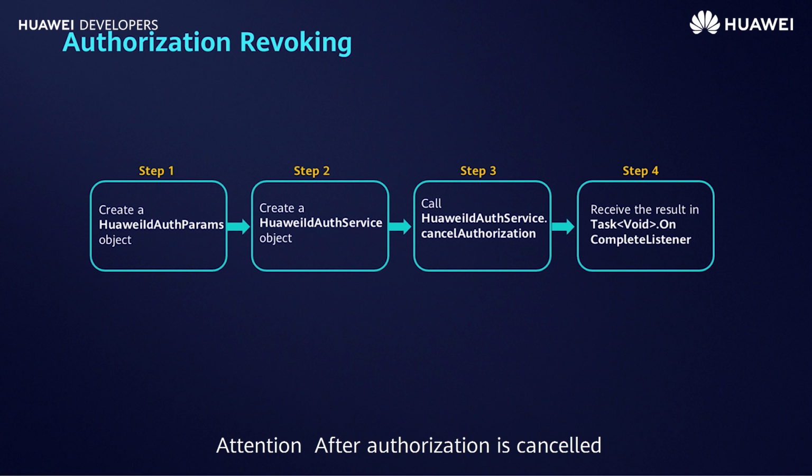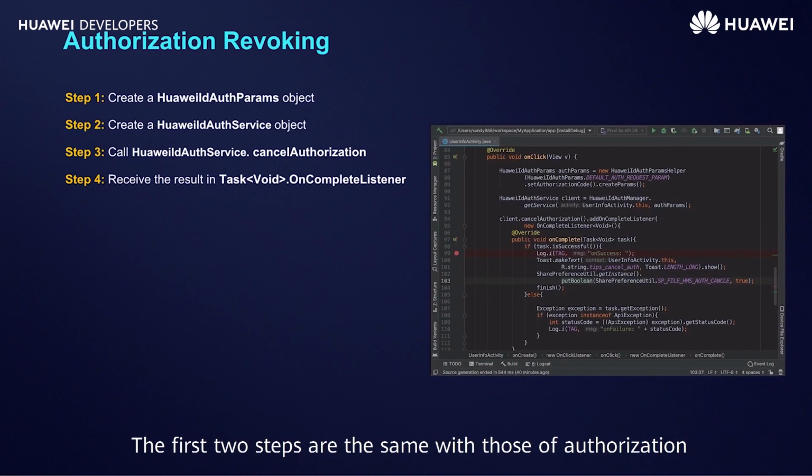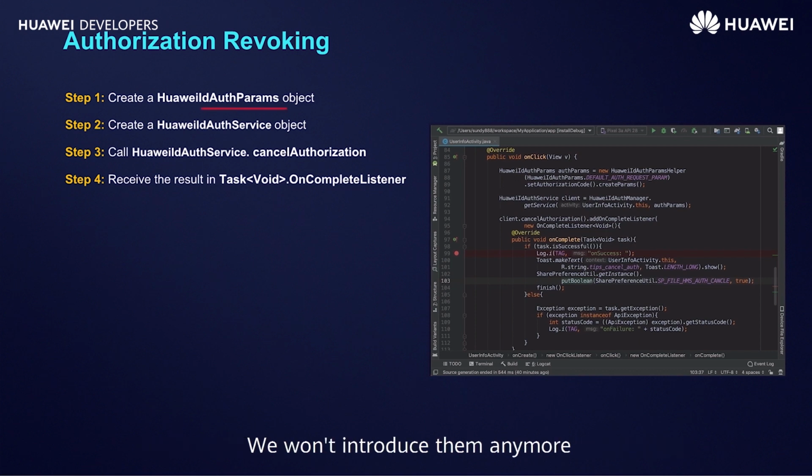Attention! After authorization is cancelled, when users try to log in again, the application will require users to re-authorize and confirm it. We mentioned this before. Alright, let's now look at the code part. The first 2 steps are the same as those of authorization. We won't introduce them anymore.